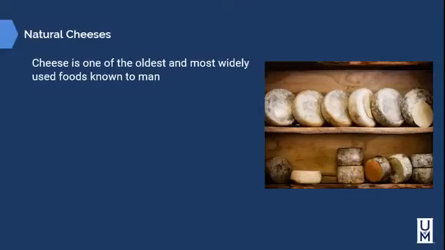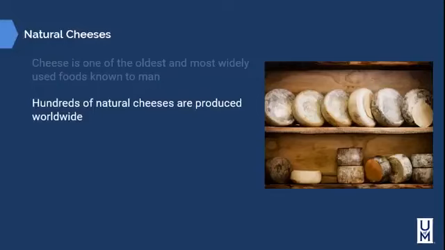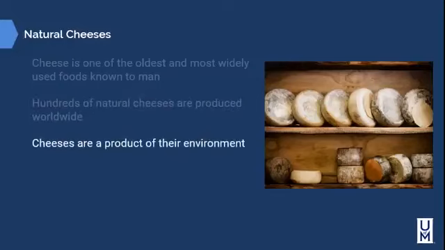Cheese is one of the oldest and most widely used foods known to man. Hundreds of natural cheeses are produced worldwide. Cheeses are a product of their environment. They pick up the flavors of the land, the grass, and the animal. All of these things will process into the cheese.